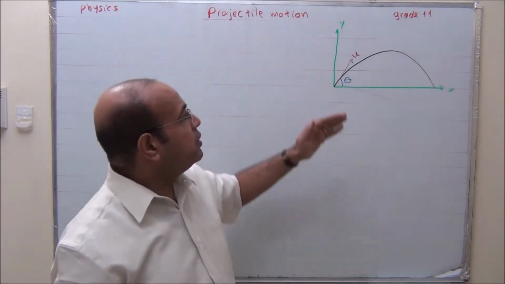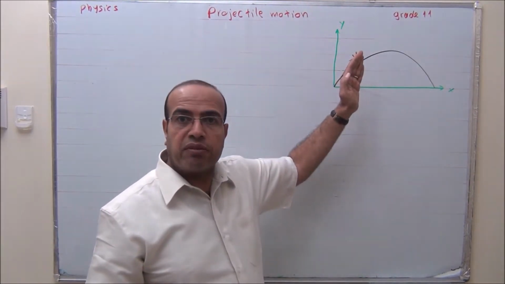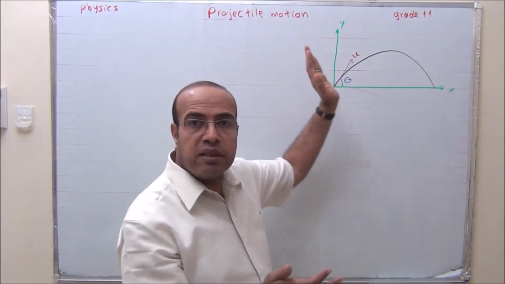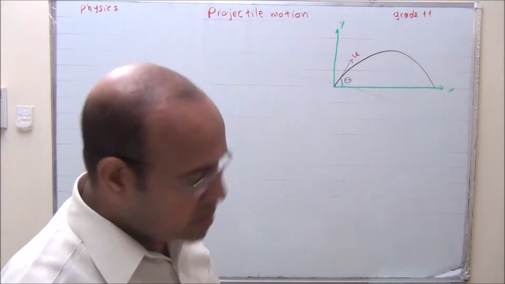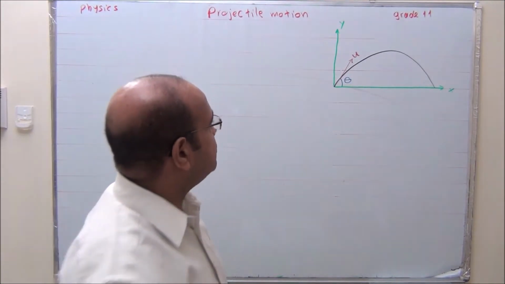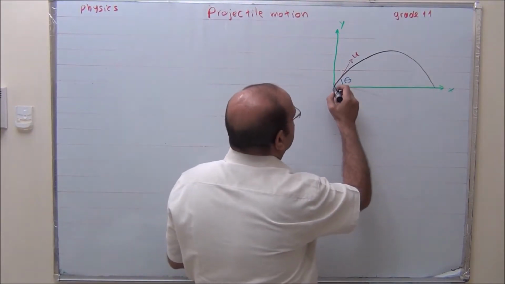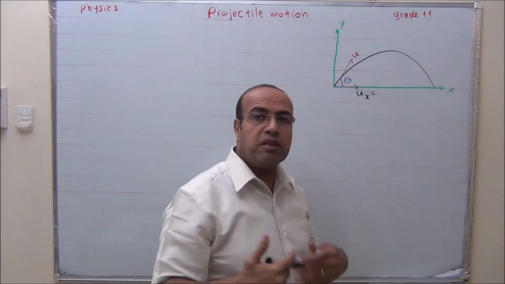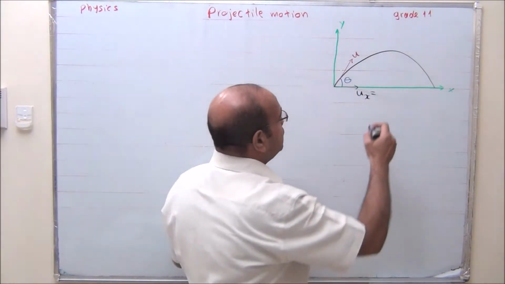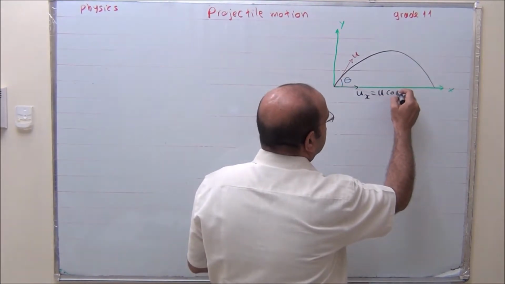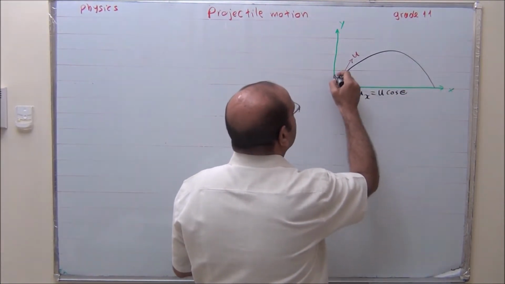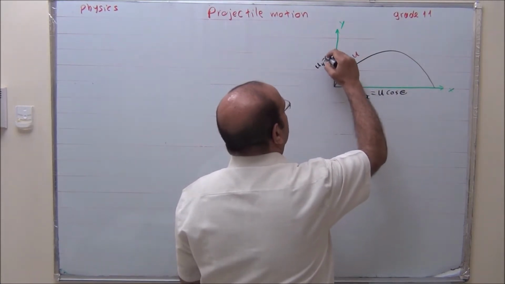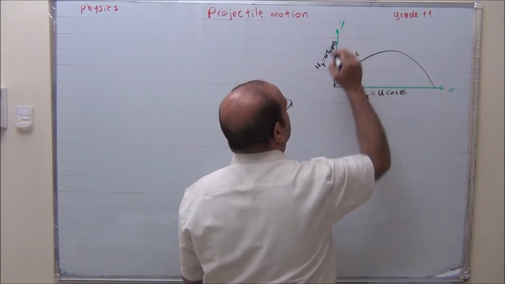First step, we resolve the initial velocity into two components, in the x-axis and in the y-axis. So first step, we resolve u. We have ux, the initial velocity in the x-axis, which is u cosine theta. And uy, the initial velocity in the y-axis, is u sine theta.